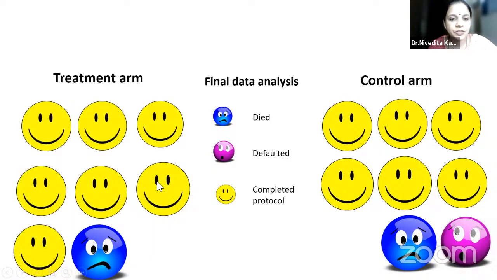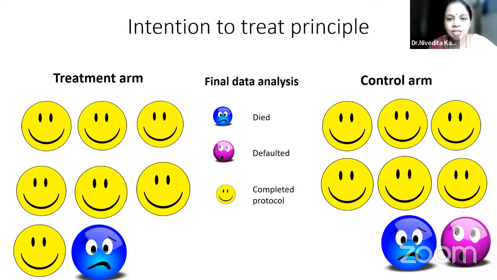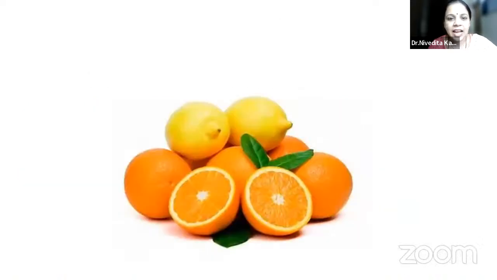These are the patients in the treatment arm and these are in the control arm. So what is the principle of this kind of analysis? Intention to treat. Absolutely correct. Intention to treat principle. And this is just to check your knowledge of history about randomized controlled trials. So what do you think is the relationship of these citrus fruits?